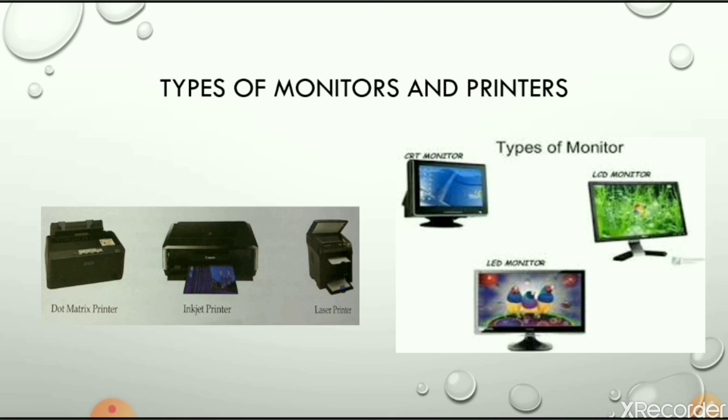Now come to the inkjet printer. Inkjet printers provide both black and white as well as colored prints. The quality of printout is also very good when it is taken on a special type of paper. It works by spraying ink on the paper to form the characters or images. Now come to the laser printer. Laser printers provide high quality prints and are generally used in publishing houses. These printers use dry ink and print is made by laser beams. They are fast and they are costlier than inkjet printers.